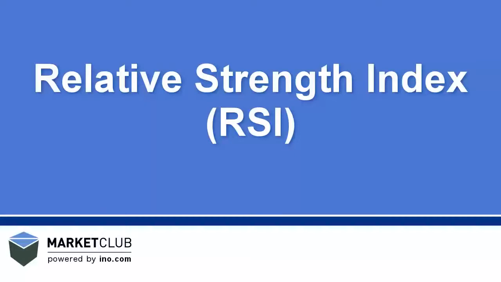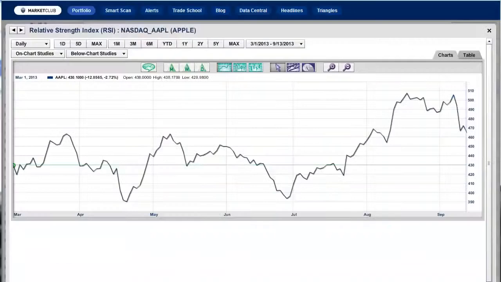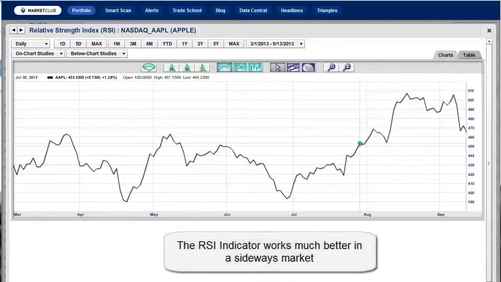We'll be looking at those signals plus divergences and how you can use the RSI to find support and resistance levels. So let's get started right away. What you're seeing on the screen is a simple close-only chart for a popular stock. Oscillators like the RSI tend to work much better in sideways markets.